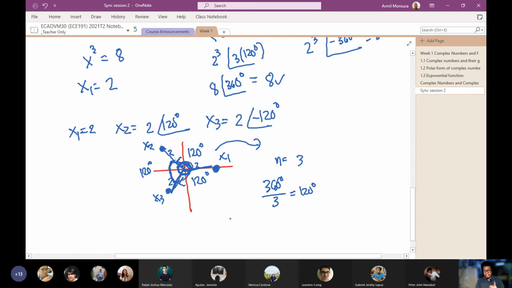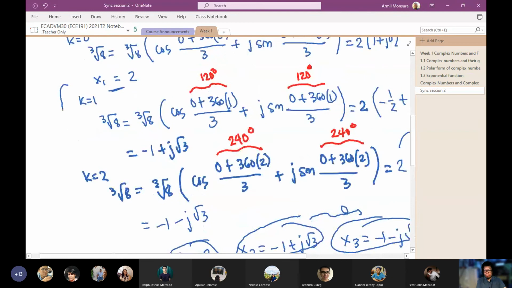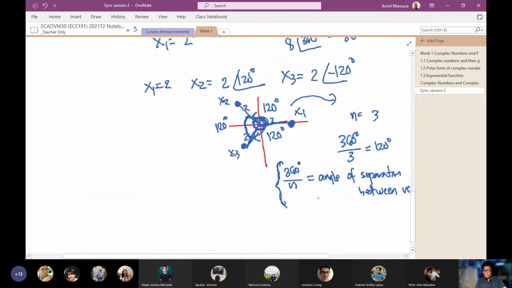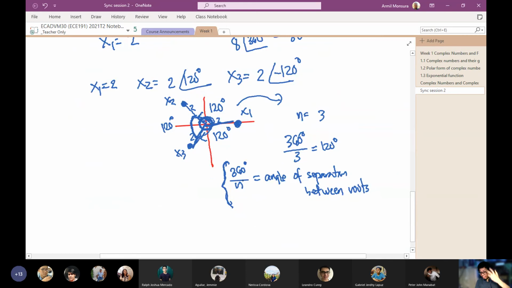Okay? Here's the thing, here's the idea. If you actually have n roots, okay, for a certain problem, okay, each of the roots would be separated by 360 divided by n. This is the angle of separation between roots. Yan. That would be your angle of separation between the roots. So if you actually, kung alam niyo to, yung idea na to, hindi niyo kailangan iulit-ulitin tong process na to. Because if you're actually able to locate the first root, okay, then you can just add this much angle dun sa first root para makuha niyo yung mga succeeding roots.